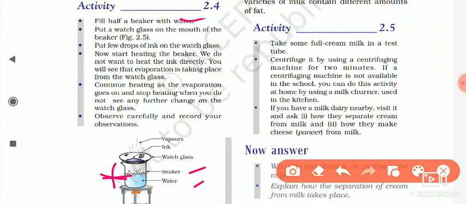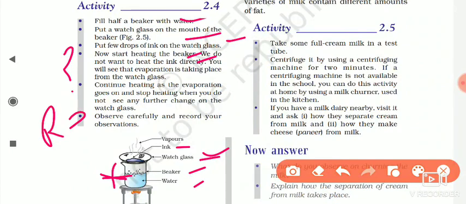And second point, put a watch glass on the mouth of the beaker. This is the watch glass. Okay, put a few drops of ink on the watch glass. You take a few drops of ink and you put them on the watch glass. Now start heating the beaker. We do not want to heat the ink directly. This is the question: why should we not heat the ink directly?